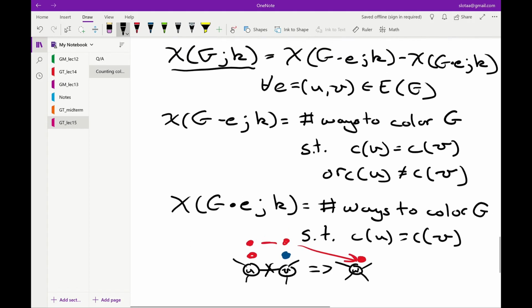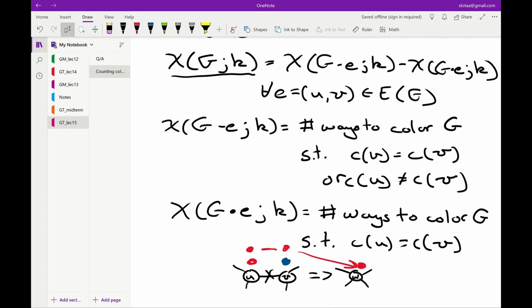So in effect, what this is really saying is the number of different ways we can color G is essentially the number of ways we can color G with U and V having the same color or a different color, minus the number of ways where they have the same color. So effectively, that just leaves us with the number of ways that we can color G with them having a different color. And so again, this recursive relationship allows us to recurse until we get to a point where we know the chromatic polynomial of, say, the underlying graph.